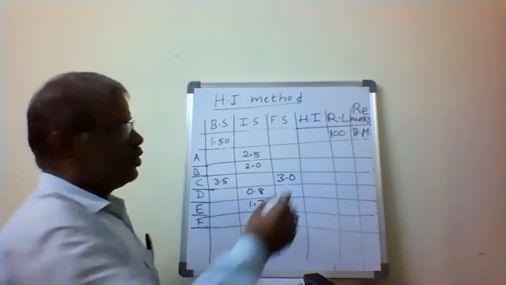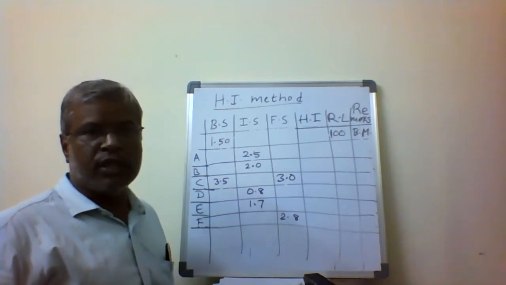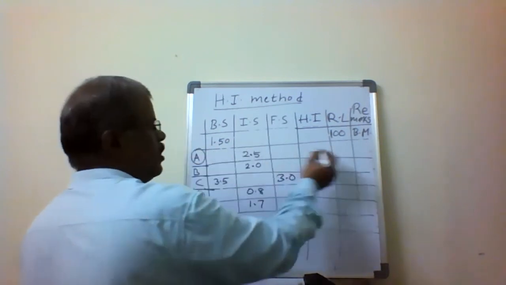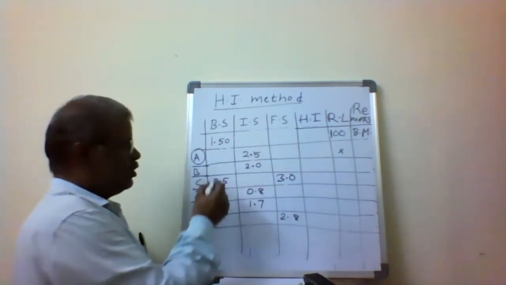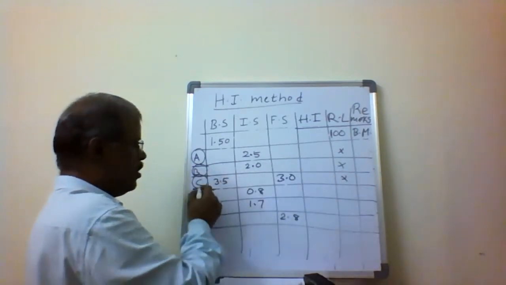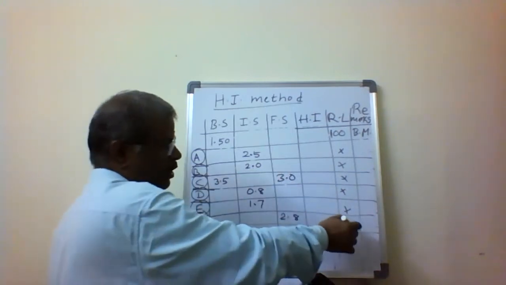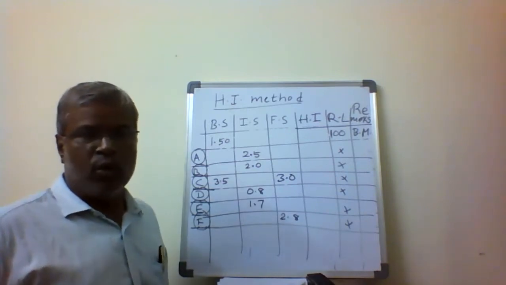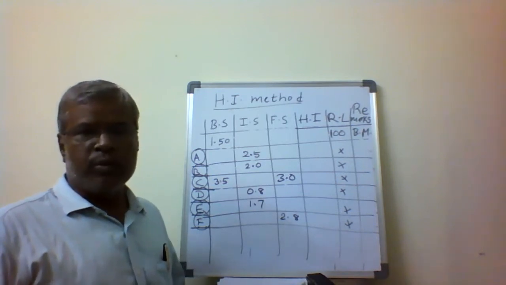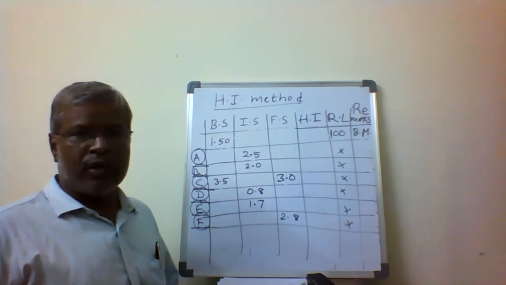Now the benchmark elevation is known and the backside is known, so we can calculate the height of instrument. The RL of A, the reduced level, we don't know. Similarly the reduced levels of B and C we don't know. D, E, and F we are going to calculate by using the height of the instrument. Only the reduced level of the benchmark is known. From that we start by calculating the height of the instrument, and from the height of the instrument we calculate the reduced levels.